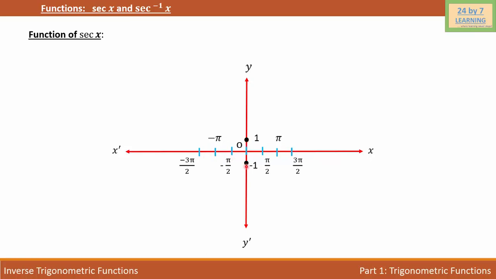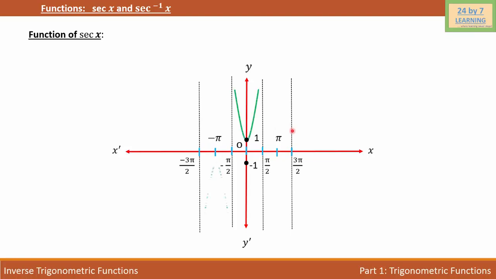Before I graph the actual secant function, I would like to draw some vertical lines. So I will draw the vertical lines passing through the angles that are multiples of pi over 2. You can see these are my vertical lines with the dotted line. Now let's graph the secant function. So if I graph the secant function, as you can see, this is my graph of the secant function.